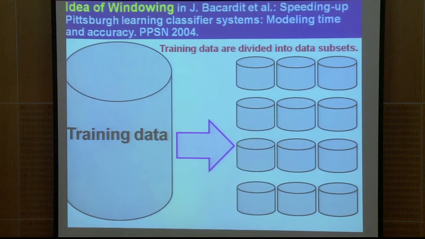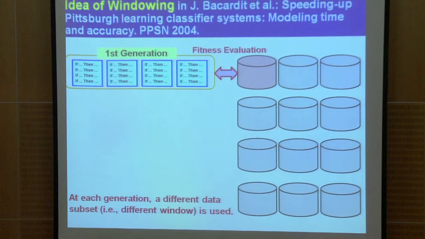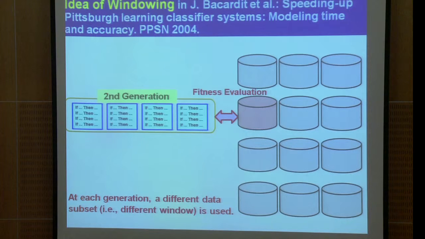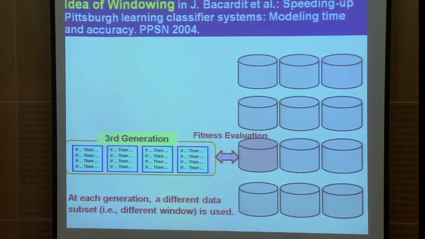The training data are divided into several subsets. Then, in the first generation, one of those subsets is used for fitness evaluation. Then in the next generation, a different subset is used. And then another subset is used. At each generation, a different data subset is used.